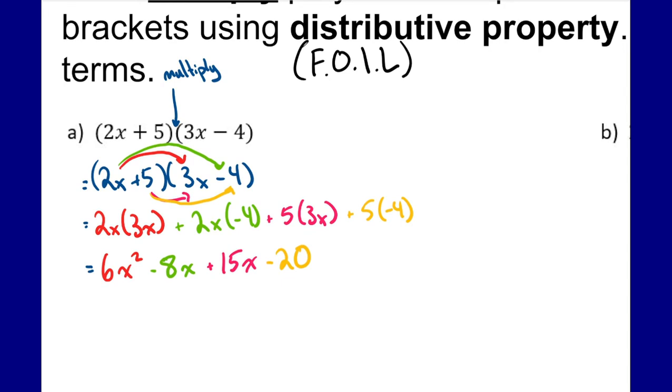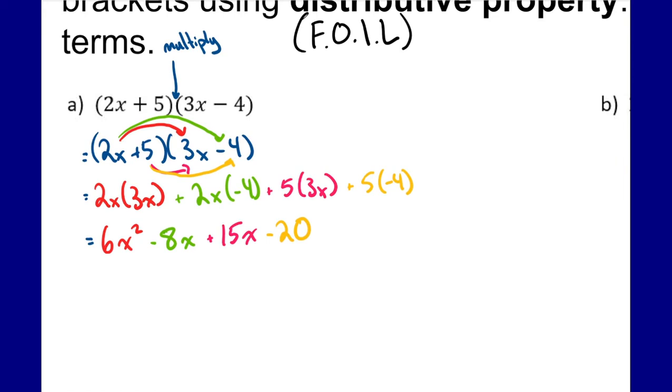Now that's the end of the distributive property. You've multiplied everything. So then the last step is to collect your like terms. So if we go through and look, 6x squared, there's no other term with x squared. Negative 8x and 15x, they both have an x. And then we have negative 20 on its own. So now we can go through and collect those like terms.